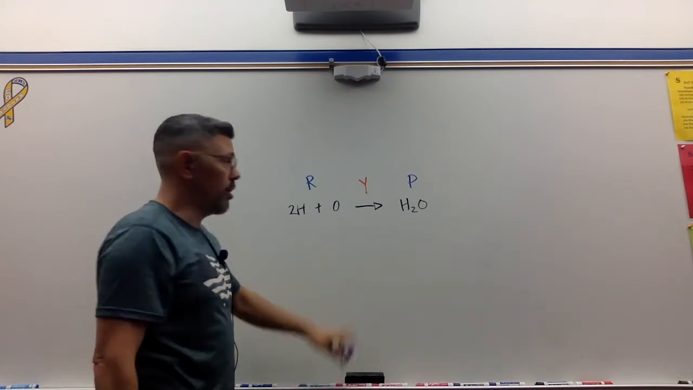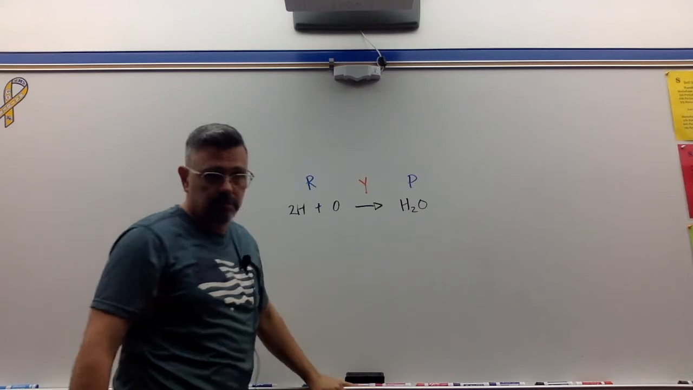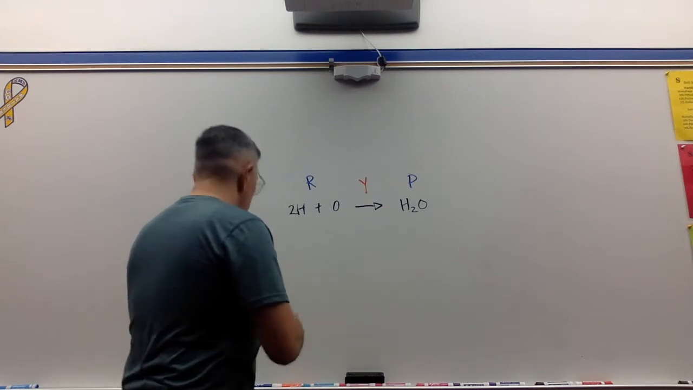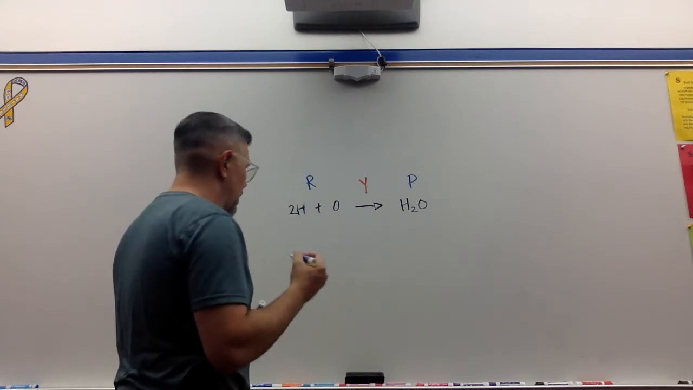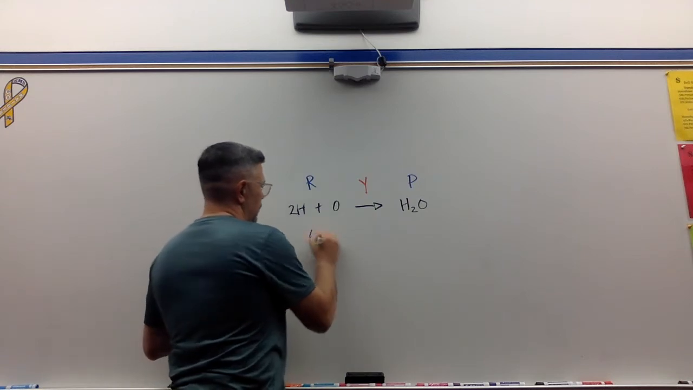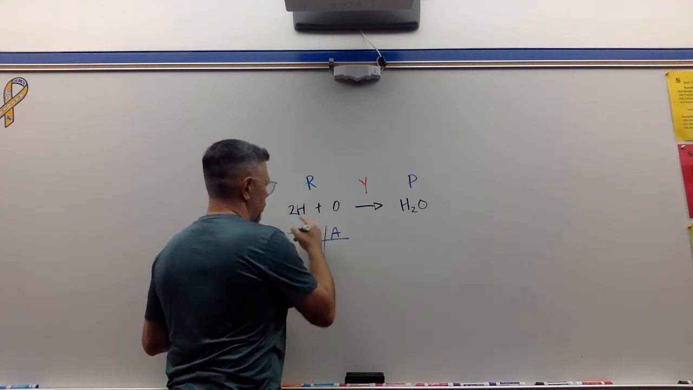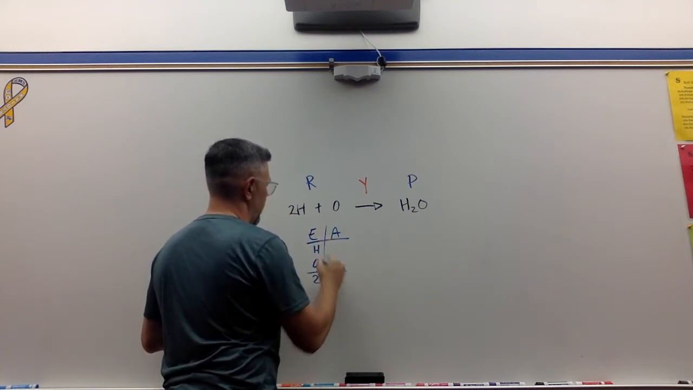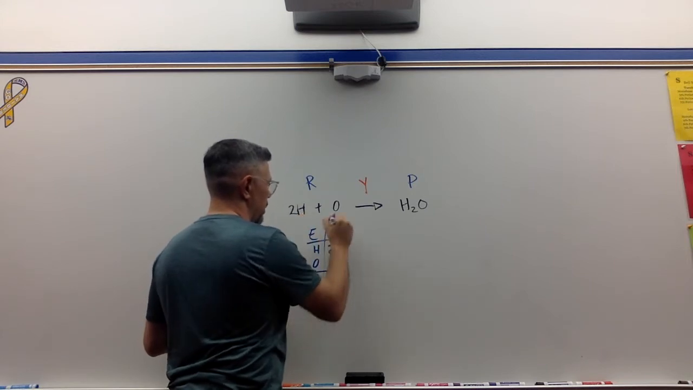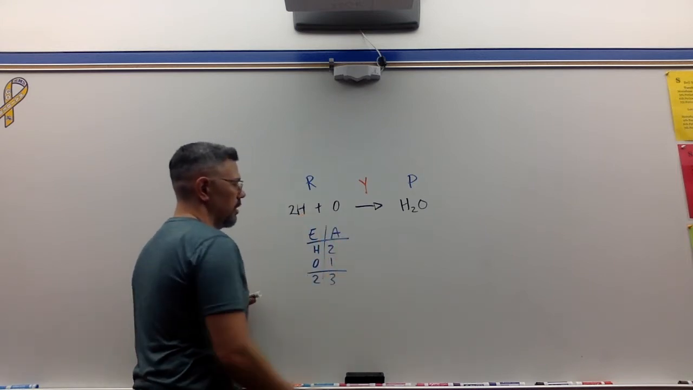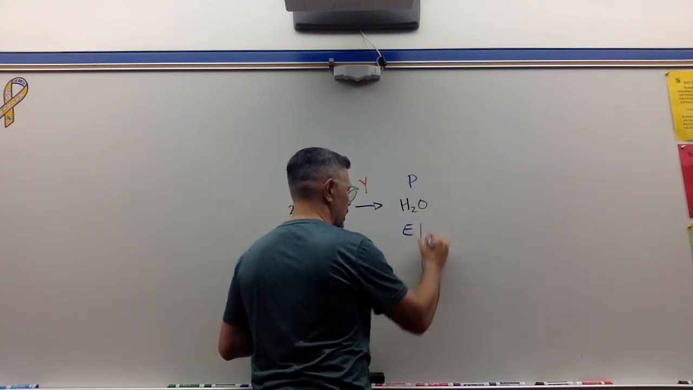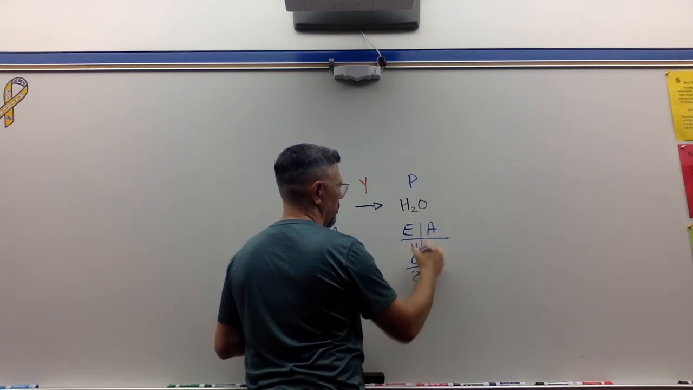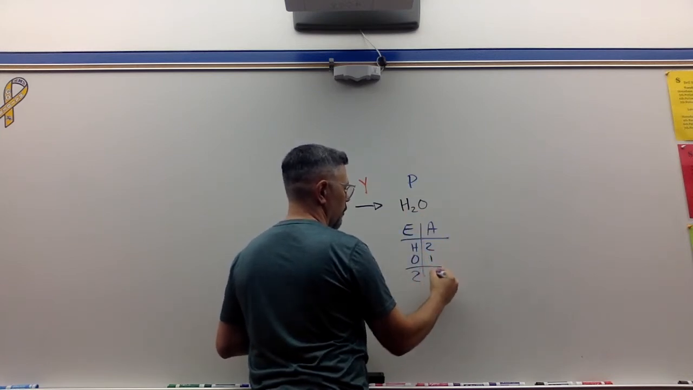RYP. Reactants yield products. Reactants on the left, products on the right. Got to know that. And so what you can also do is you can T-chart, and this is what I recommend before answering any questions ever. Just do elements, atoms. What elements do I have here? I have H and I have O for a total of 2 elements. I have 2 H's and I have 1 O for a total of 3 atoms. Then you come over to this side and you will T-chart this side. So I have H and I have O for a total of 2 elements. I have 2 H's, 1 O for a total of 3 atoms.